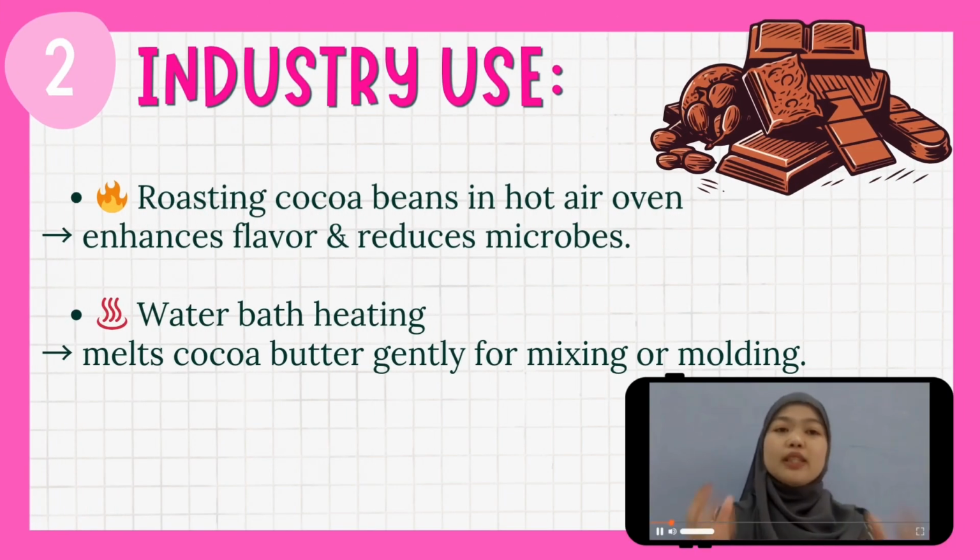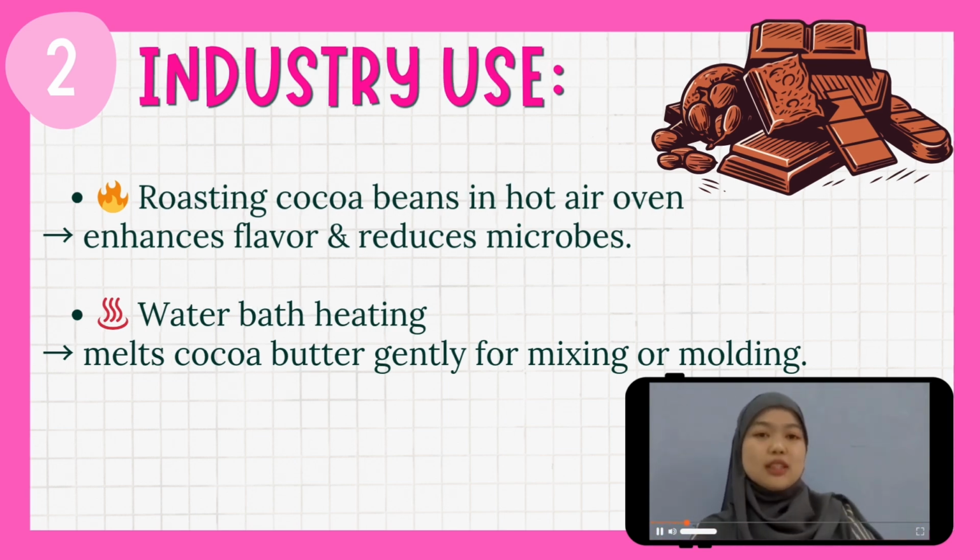Let's move to how heating is used in the cocoa industry. Okay, roasting cocoa beans in a hot air oven. This process gives the chocolate its signature flavor and at the same time kills harmful microbes. Next, water bath heating. This method is used to melt cocoa butter slowly. It keeps the texture soft and prevents the ingredients from separating. This is useful during mixing and molding.